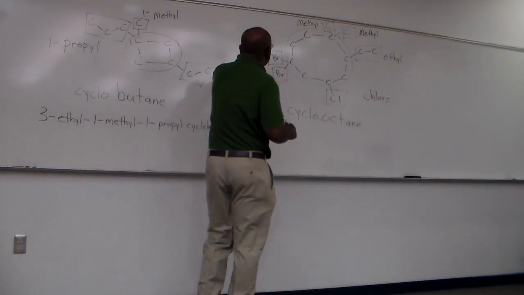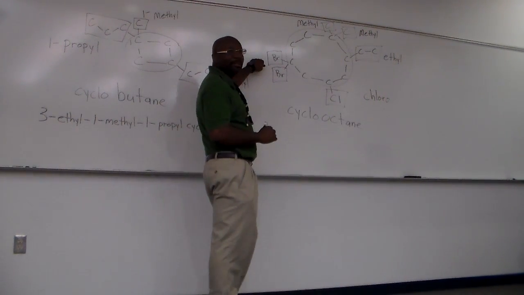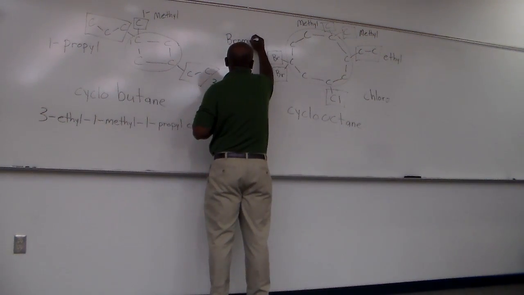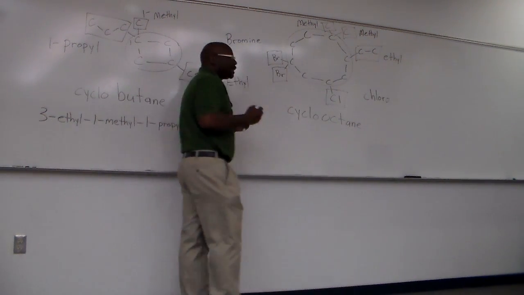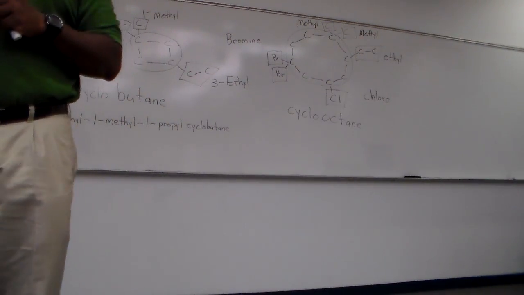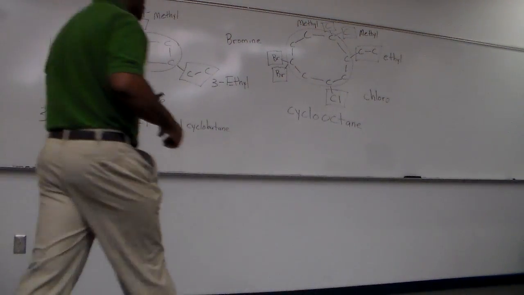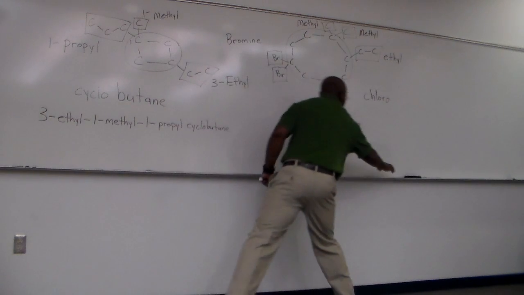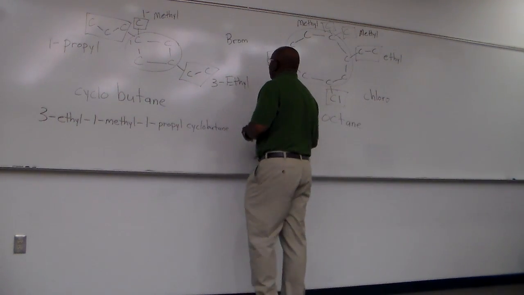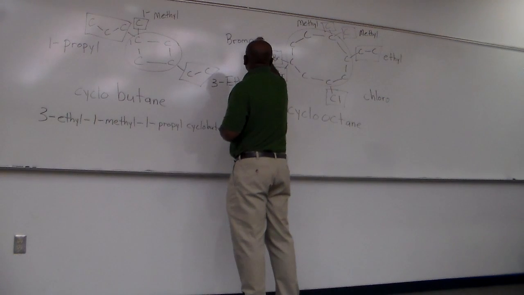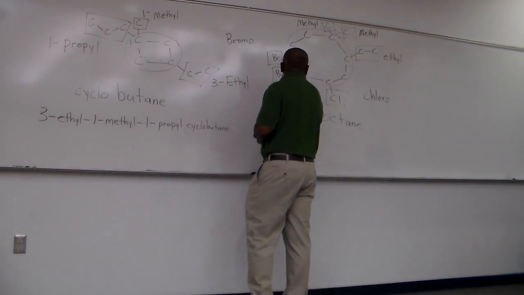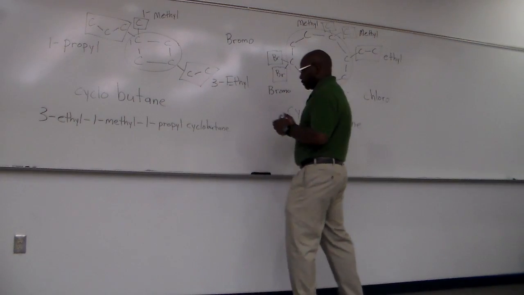This other molecule, according to the periodic table, what's the name of Br? Bromine. Similar to how we did chlorine, you drop the I-N-E and add an O. That'll be bromo, bromo, and chloro.